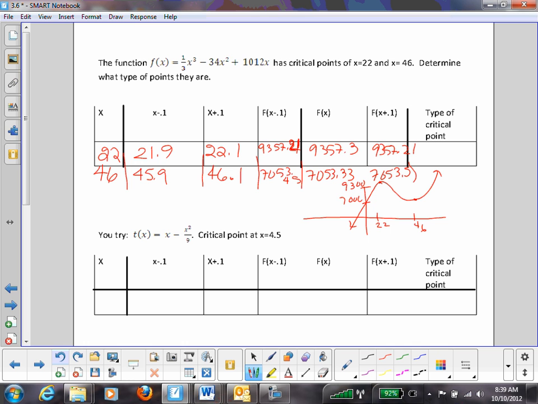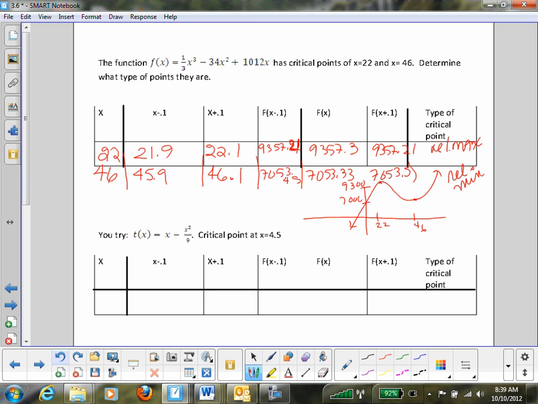Okay? So what do you think 22's critical point is? What do you think it is? Yeah. Relative max. We're not going to have absolutes because our tails continue on in both directions. What is the critical point at 46 going to be? Relative min.